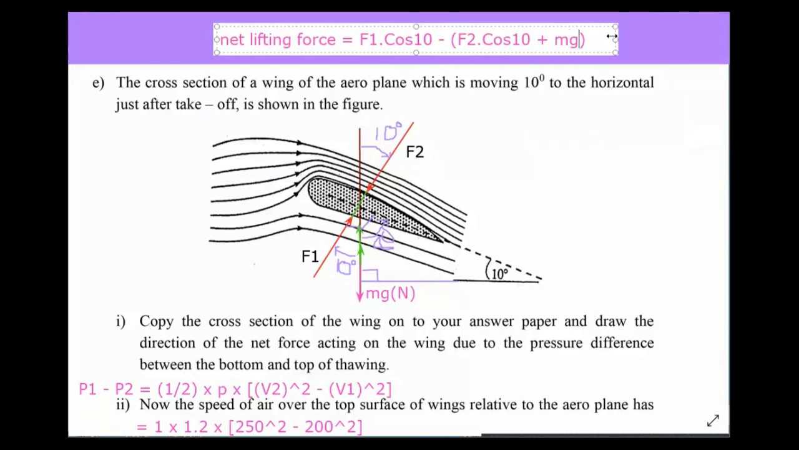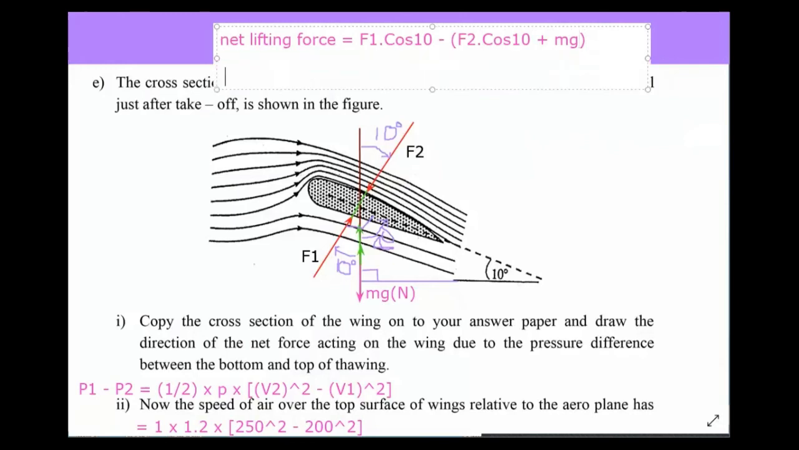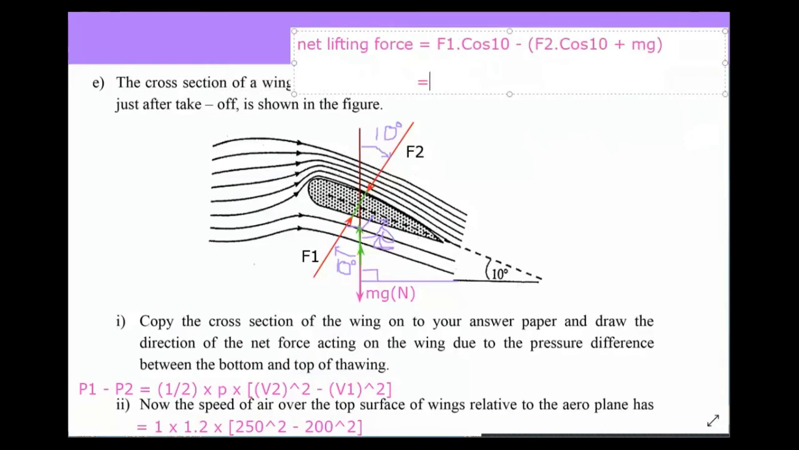So you have to simplify, right? You simplify this at home and send your answer to my WhatsApp. That's the best thing. Because you know that F1 is P1 into cross section area A, and in addition you have this cos 10. So it will be a very big simplification. And if you remove the brackets, F2 means P2 into cross section area A into cos 10, and this will be mg. So you simplify this at home and send your answer to my WhatsApp.